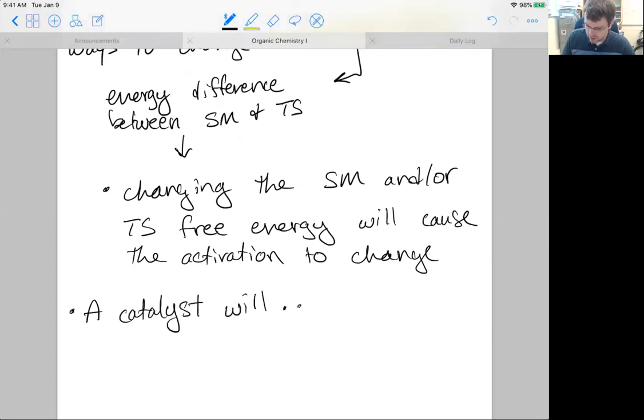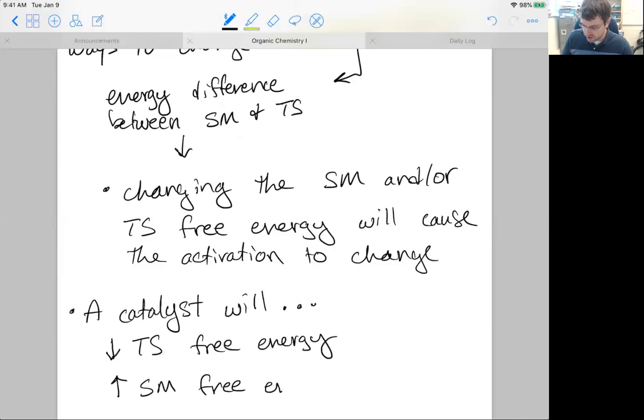So a catalyst will, okay, first of all, let's remind ourselves what a catalyst does. It speeds up a reaction by decreasing the activation energy. It will decrease the transition state free energy, okay, or it could increase the starting material free energy. If you increase the starting material free energy, you will decrease the activation energy.